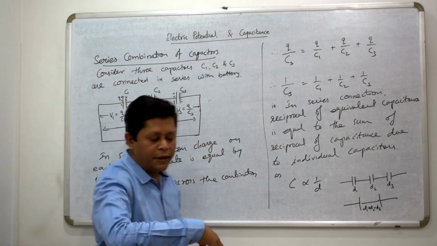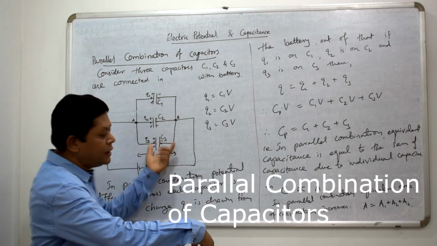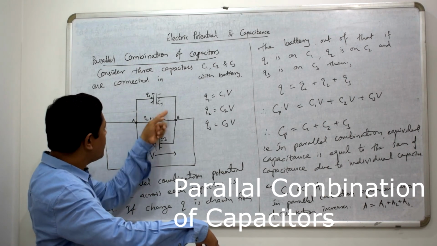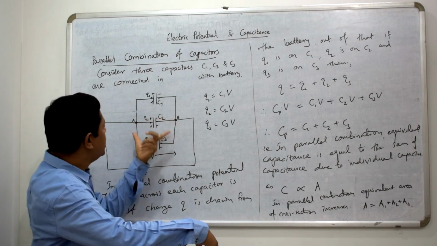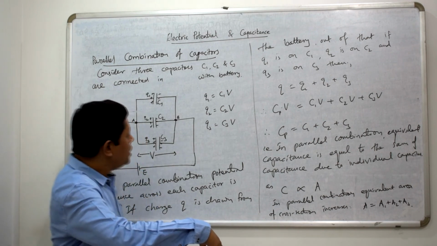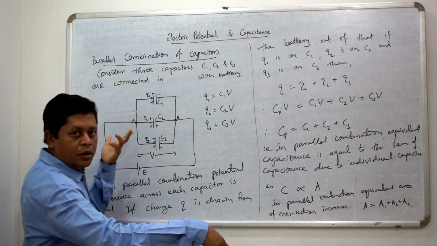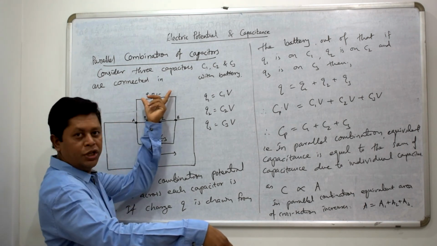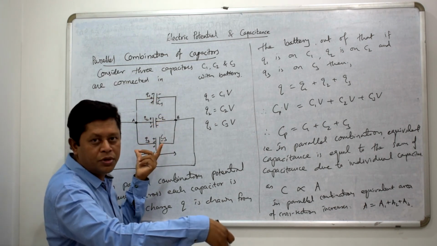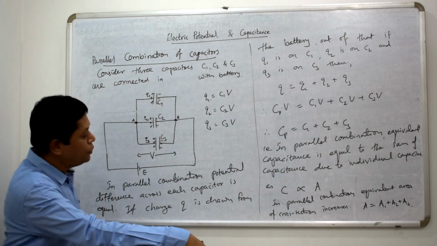Another is parallel combination of capacitors. When capacitors are connected in parallel with a battery, all the capacitors are connected across the two points, so potential difference for each capacitor is equal. Now, if charge Q is drawn by this combination, out of that charge Q, let's say Q1 is charge stored on capacitor 1, Q2 is stored on capacitor 2, and Q3 is stored on capacitor 3, then total charge Q is equal to Q1 plus Q2 plus Q3.